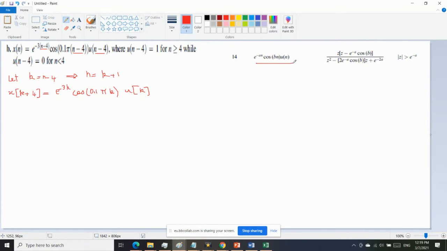So that means there is a shift. As you can see, x is a shifted version of this. Let's call it y of k. So x is a shifted version of y. That means we took y and applied a shift by minus 4.